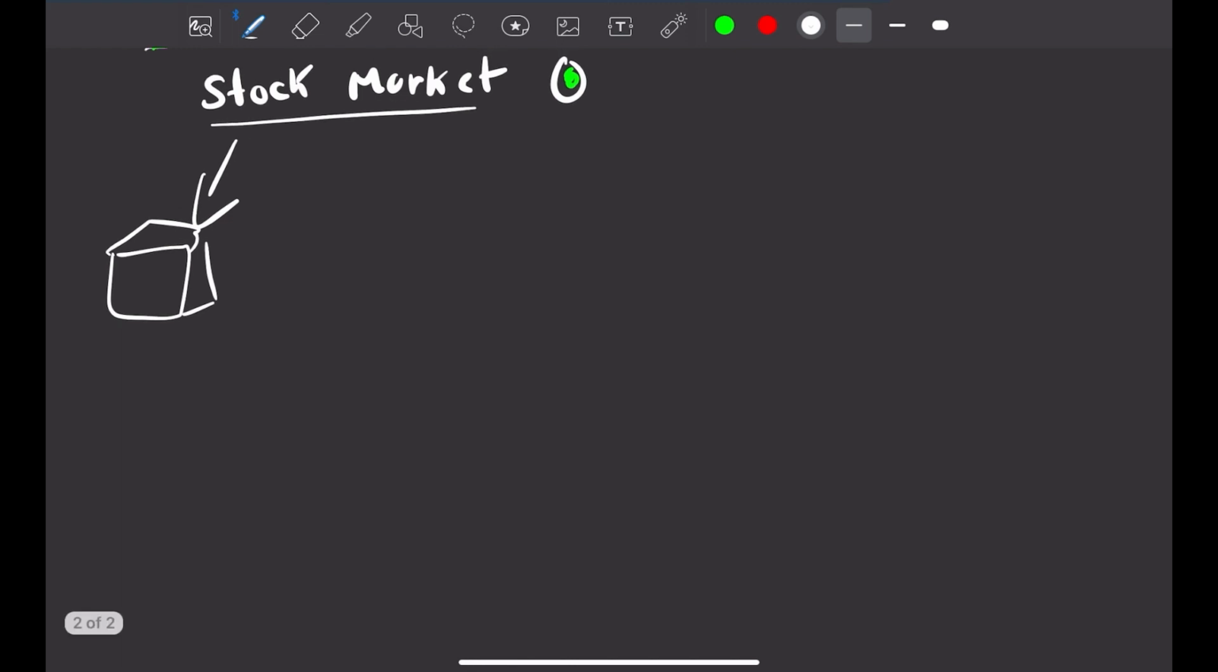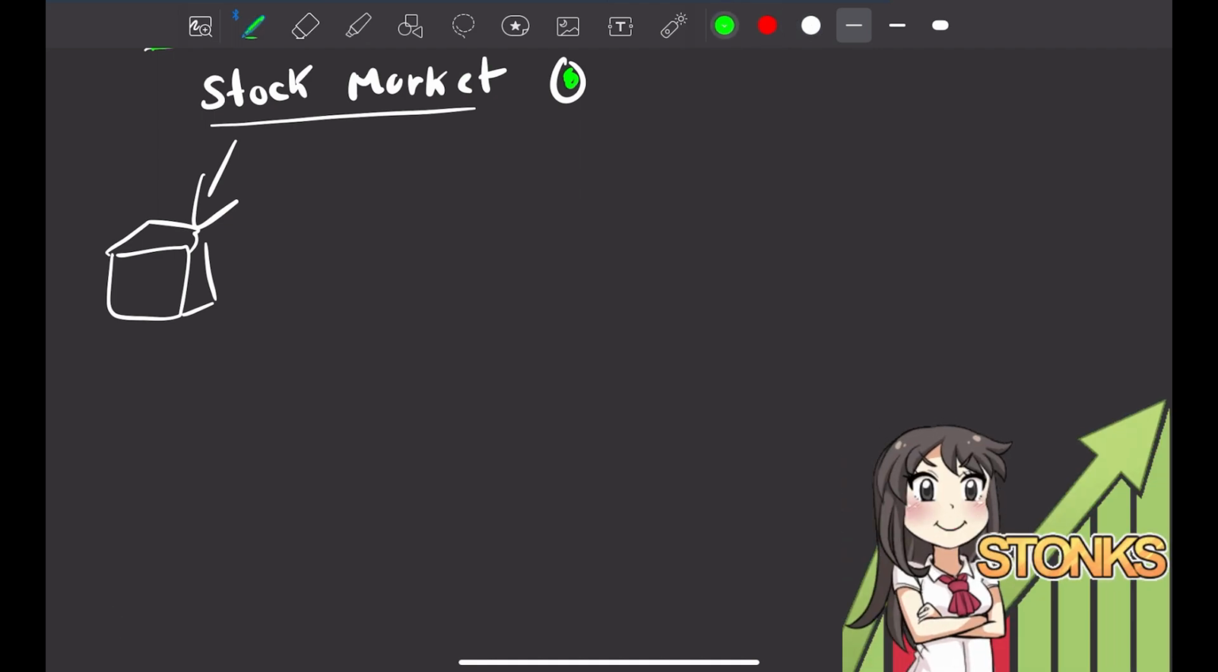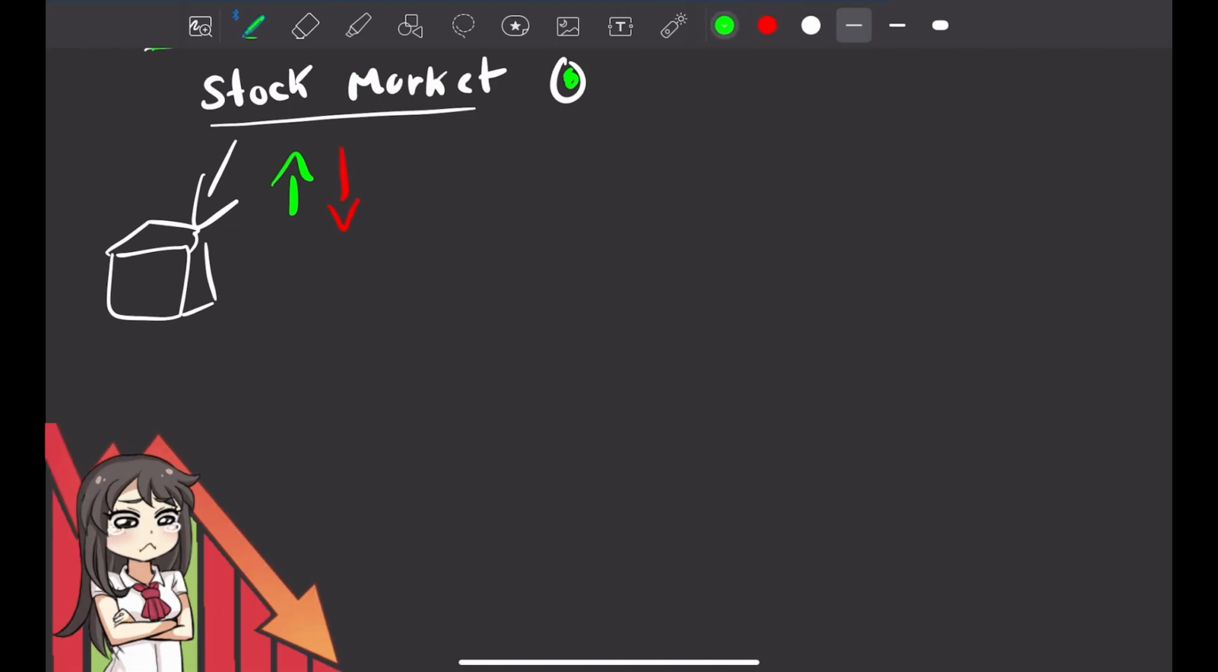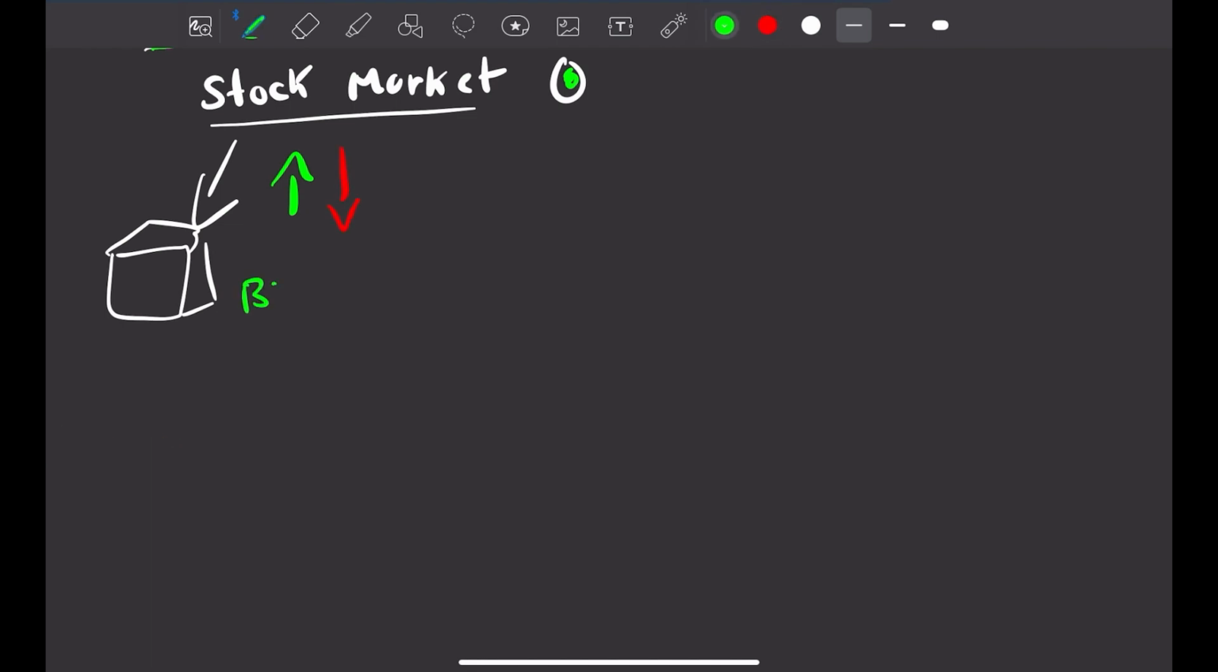Stocks go up or they go down. Let me write this down. How do they go up? People buy the stock. How do they go down? People sell the stock. This whole game of buying and selling is what moves the stock up or down.